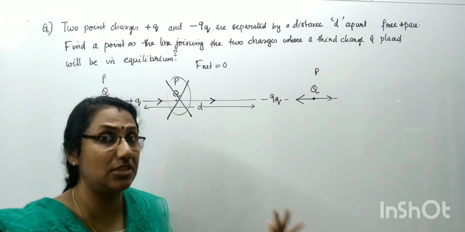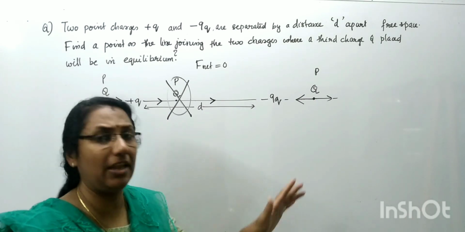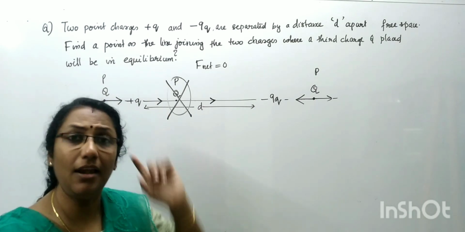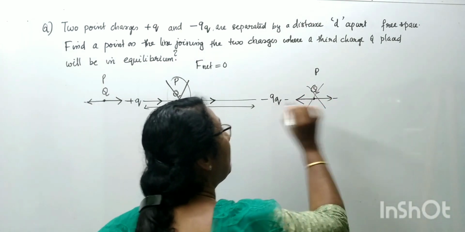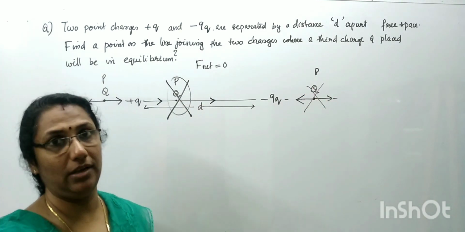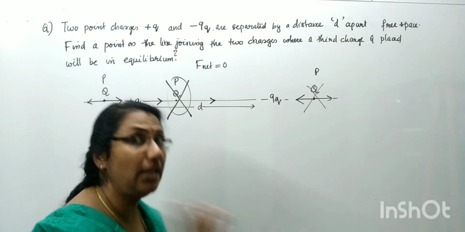So the larger force is there, a large force provided by minus 9q, which can never be cancelled by a smaller charge at a larger distance. Here the direction is opposite, but the magnitude will never be equal. So force cannot be zero there. So that point is also not an equilibrium.